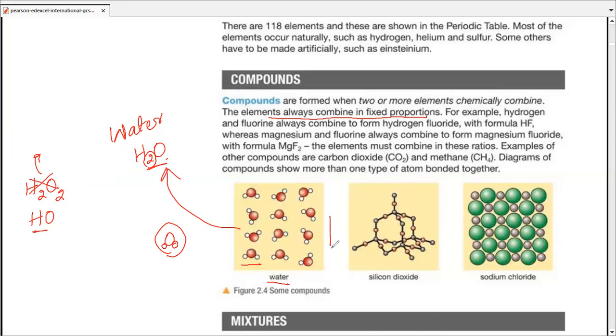Some compounds are water. We are familiar with water. We use it every day. Then there is silicon dioxide. Silicon dioxide is a big part of sand, right? And sodium chloride. Sodium chloride is NaCl. It is the common table salt. It is the same white salt that we eat every day, right?